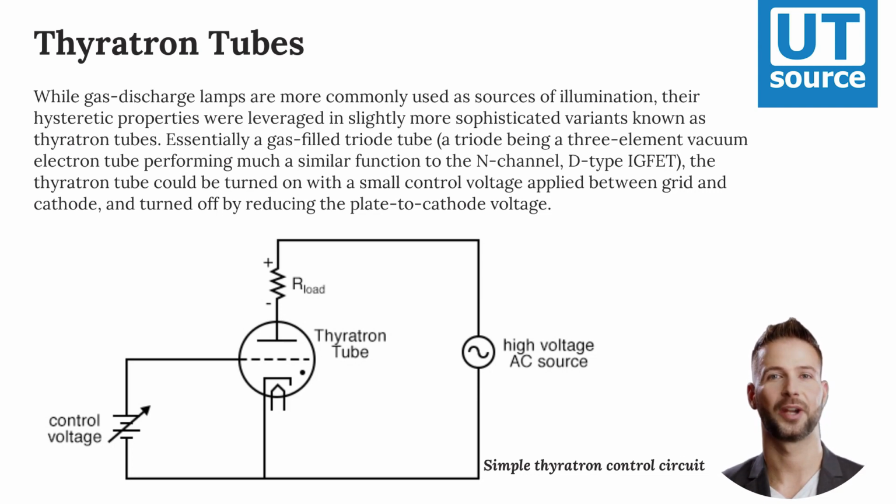Essentially a gas-filled triode tube, a triode being a three-element vacuum electron tube performing much a similar function to the N-channel, D-type IGFET, the Thyratron tube could be turned on with a small control voltage applied between grid and cathode, and turned off by reducing the plate-to-cathode voltage.